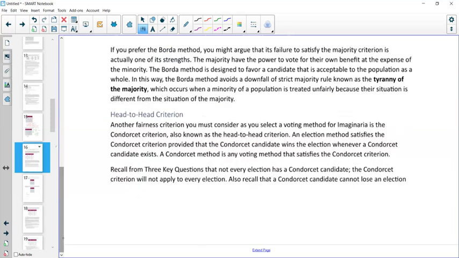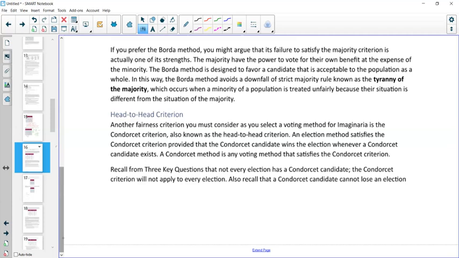Next, we look at the head-to-head criterion. Another fairness criterion you must consider as you select a voting method for Imaginaria is the Condorcet criterion, also known as the head-to-head criterion. An election method satisfies the Condorcet criterion provided that the Condorcet candidate wins the election whenever a Condorcet candidate exists. A Condorcet method is any voting method that satisfies the Condorcet criterion. You recall from earlier that not every election has a Condorcet candidate.